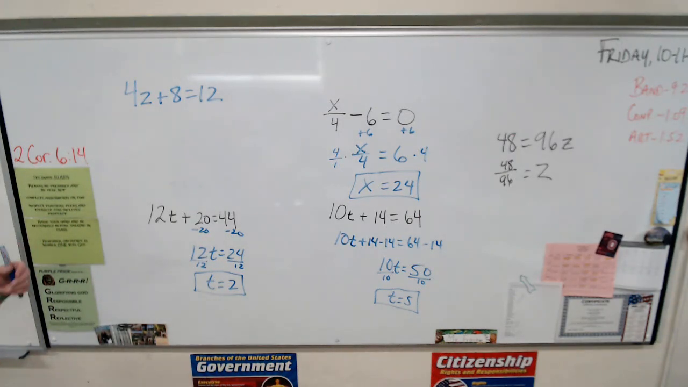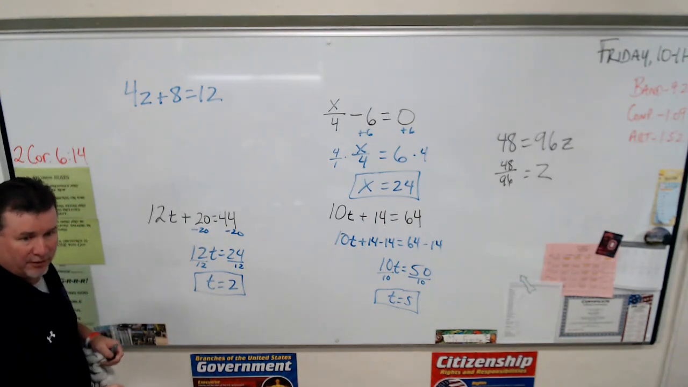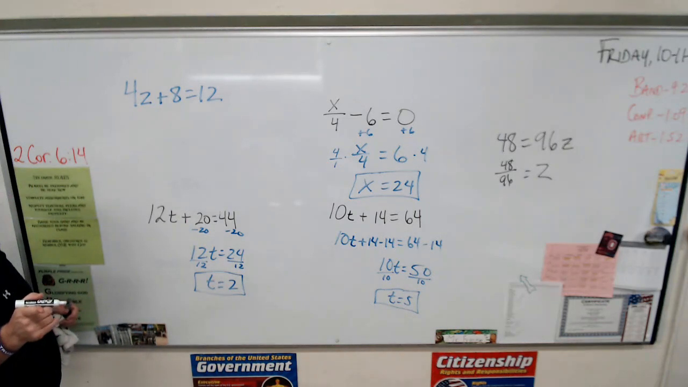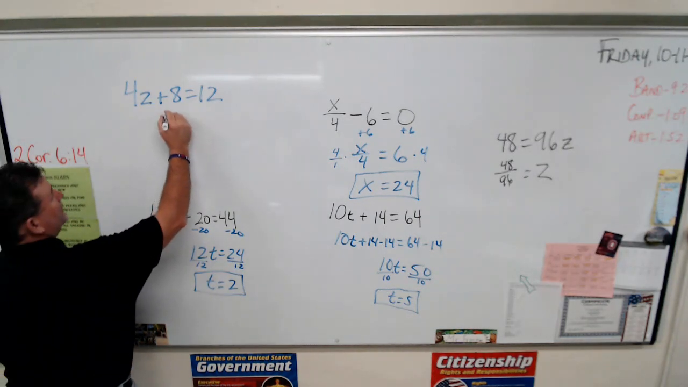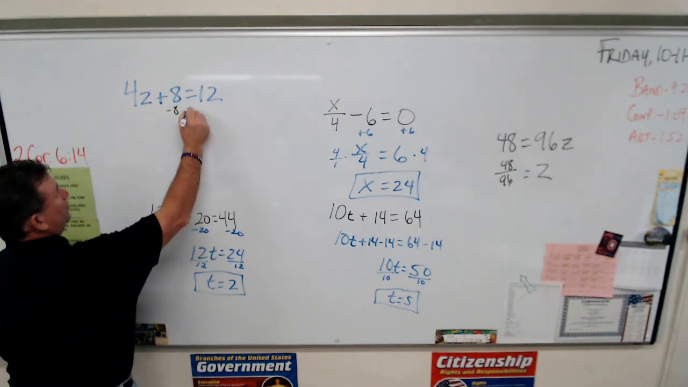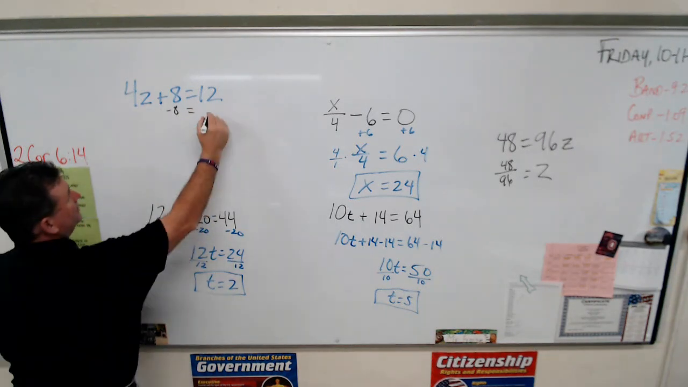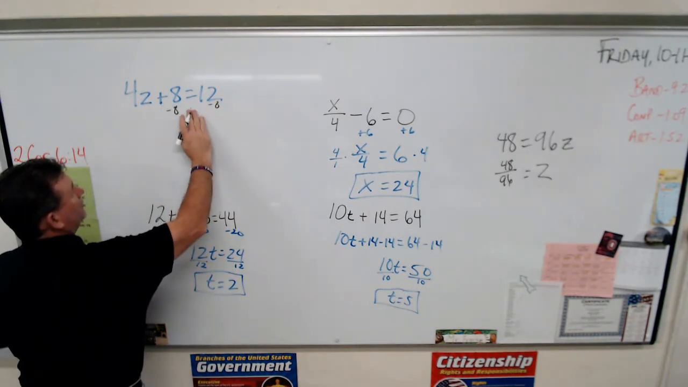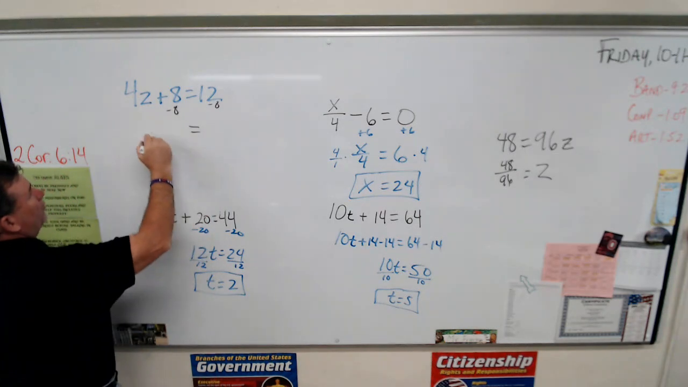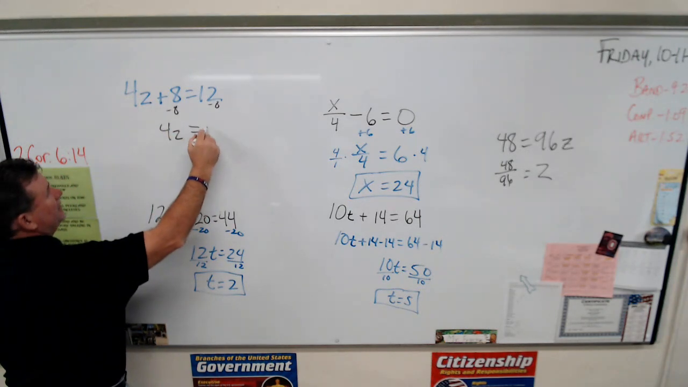Preston, I've got to get rid of the 8. What am I going to write? How do I get rid of positive 8? Subtracting. Thanks, Preston. So if I subtract 8, what must I do to this side, Preston? Now I have 4z equals 4.